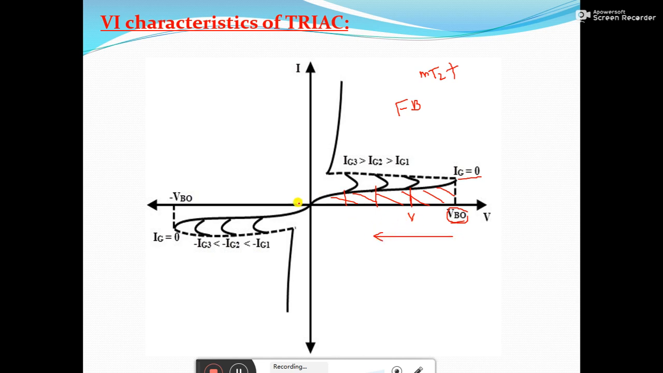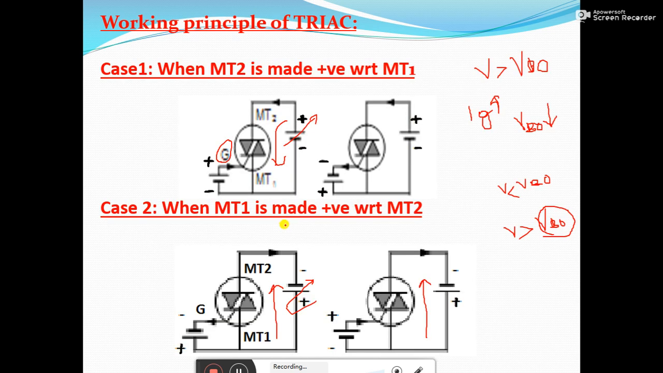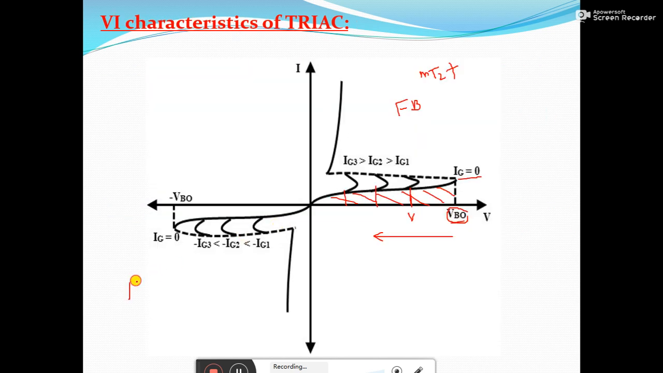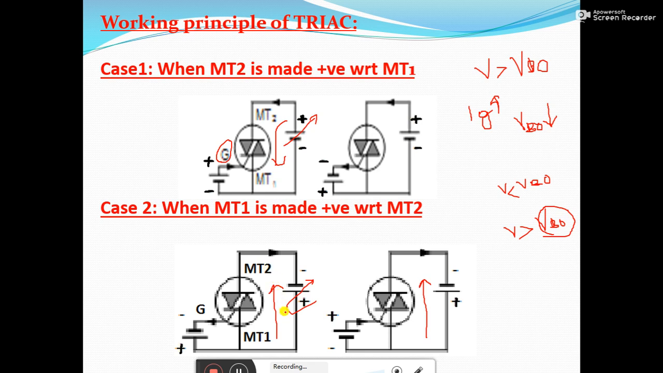The same characteristics are observed even in case of reverse bias. In case of reverse bias, the only difference is here MT1 was made positive with respect to MT2, and the current flow is assumed to be in the reverse direction.